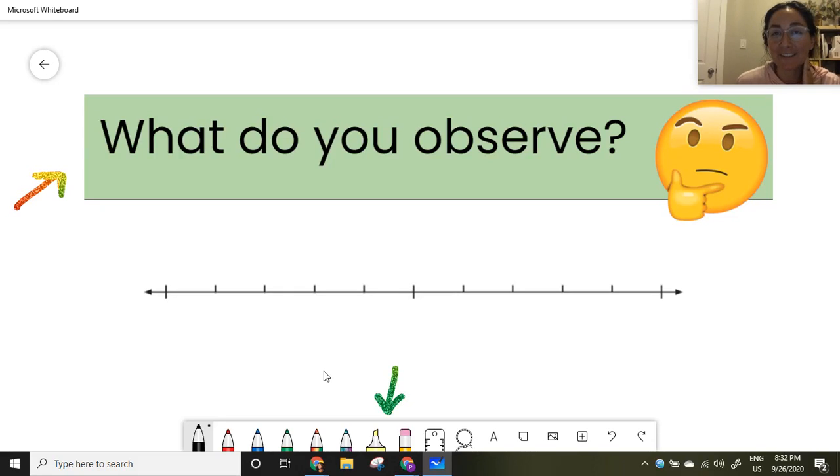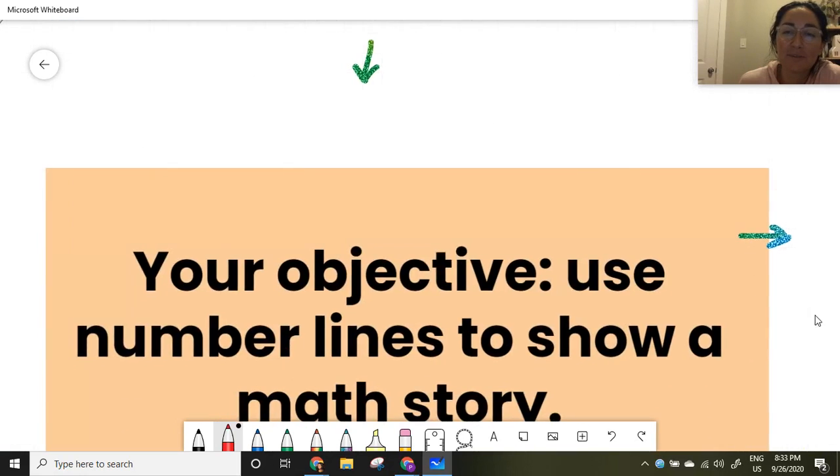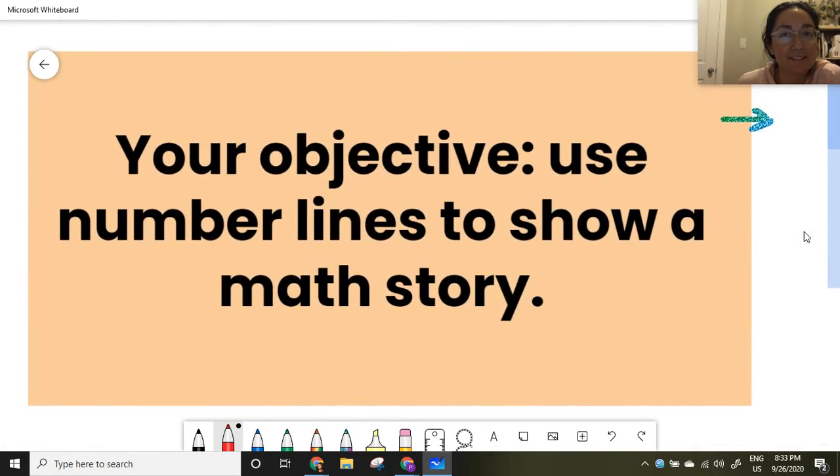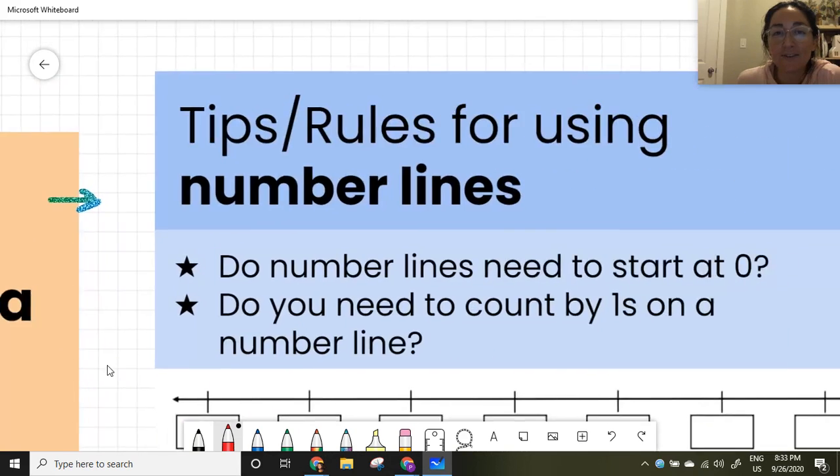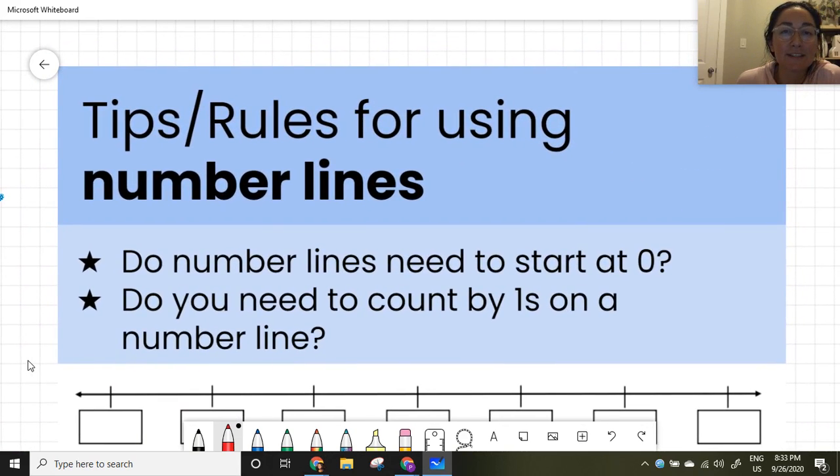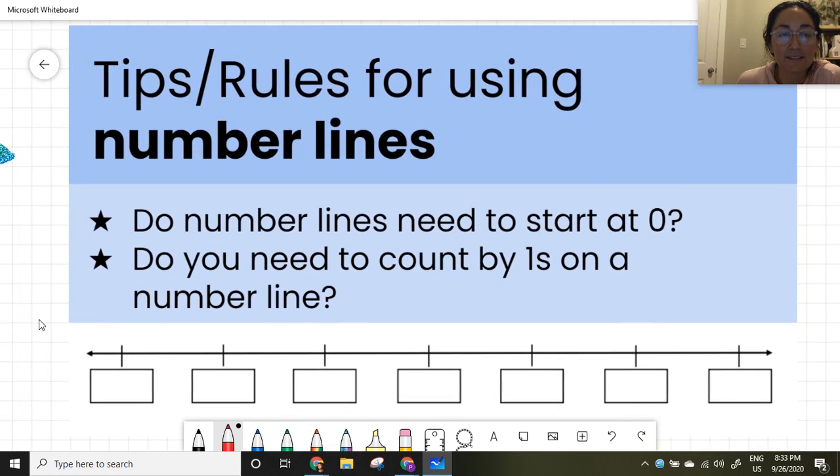Hi, today we're talking about number lines. Your objective is to use number lines to show a math story. So first, let's talk about some tips and rules for using number lines.